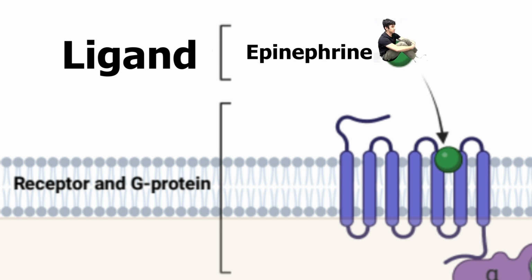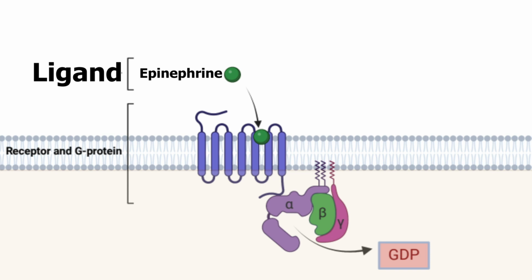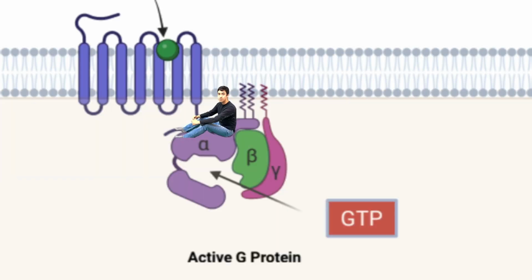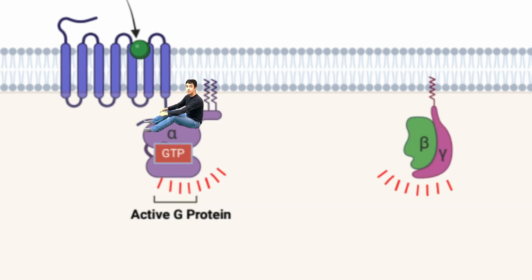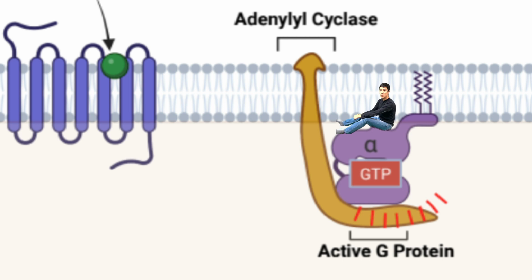A ligand binds to a GPCR, inducing a conformational change and activating it, which allows the G protein to dissociate from the receptor. Simultaneously, the alpha subunit dissociates from the beta and gamma subunits. The alpha subunit relays the message by interacting with other proteins. In this specific pathway, G-alpha binds to and activates adenylyl cyclase.